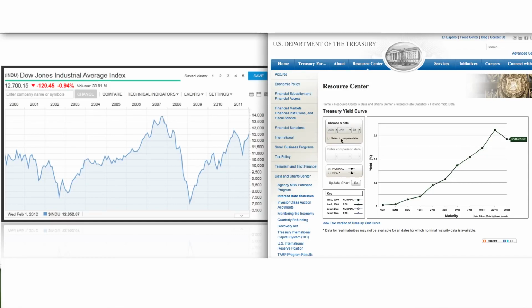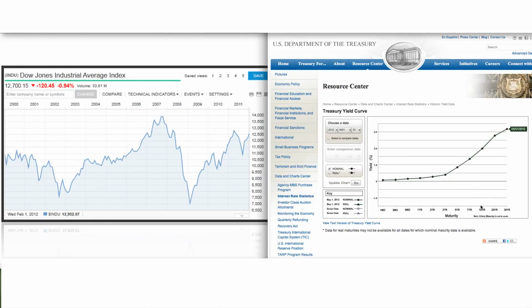So let's quickly pull up where we're at in 2012, and the date is May. Let's just go there. If you come over to the 10-year and come up, it's at 1.98%. So when we get into the next section, we're going to be using around 2% in order to calculate the intrinsic value of our stocks.